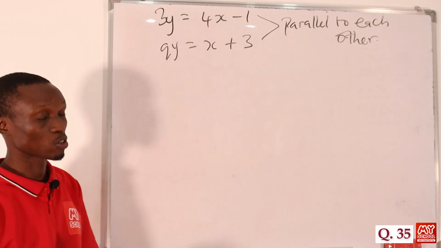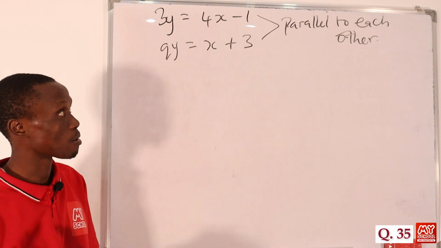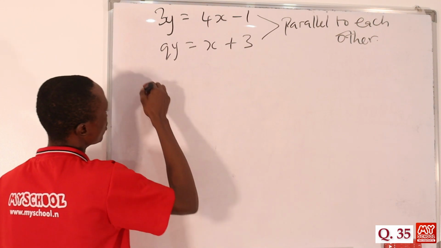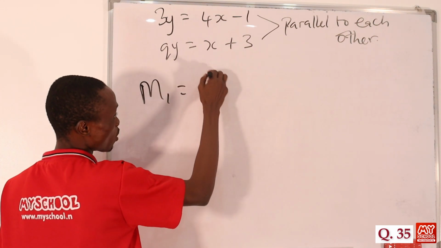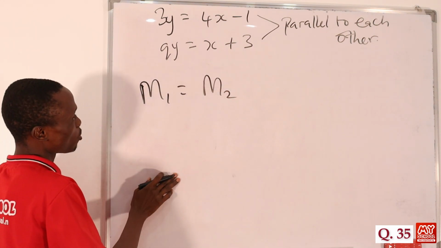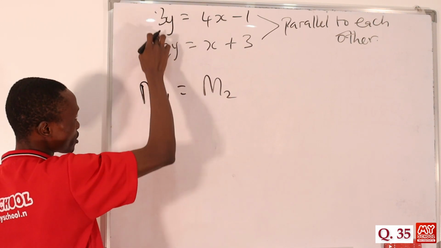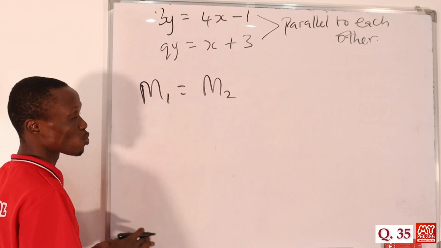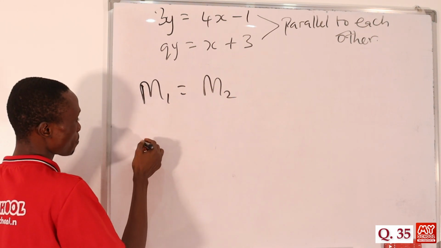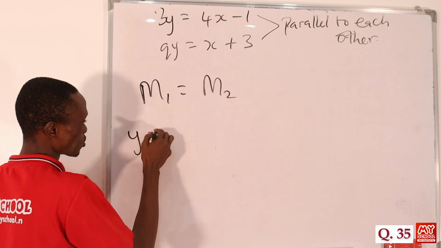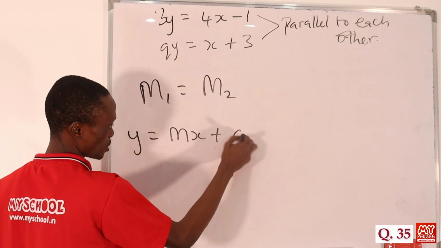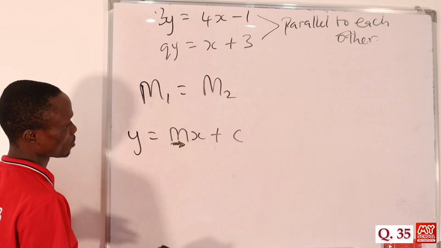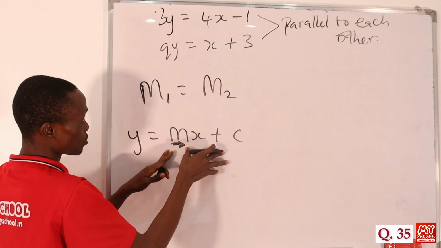Now remember the condition for parallelism: m1 equals m2. But if you look at these lines very well, we have to put them in the slope intercept form. Remember that the slope intercept form is y equals mx plus c, where m represents the gradient of the line. So for each of these lines we have to put them in this form.